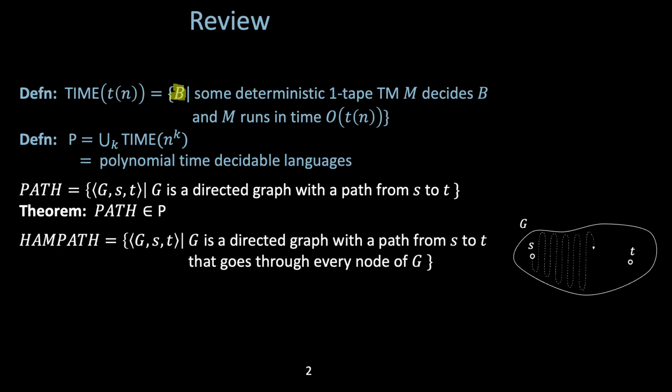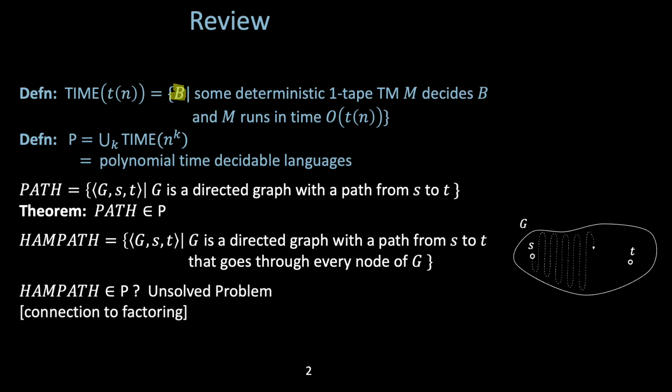Another problem that also takes in G, s, t is Hamiltonian path, or short Ham path, where we say G is a directed graph with a path from s to t, where this path goes through every node of G. The question is then, is Ham path in P? It's actually an unsolved problem. We can do it in NP time, but it's unknown whether it will be in polynomial time or in P.